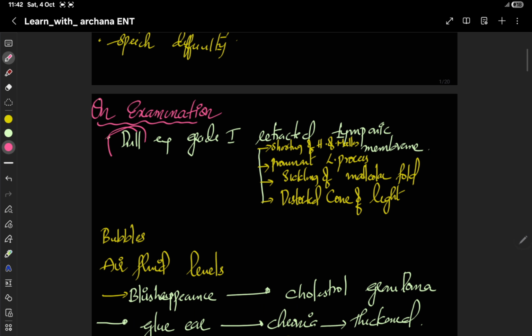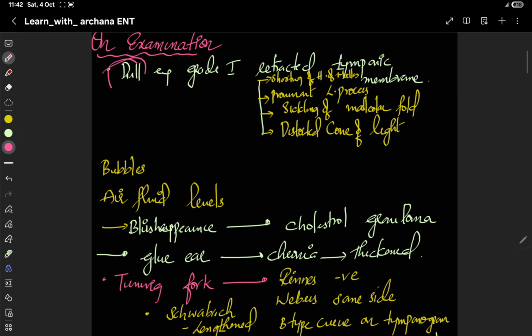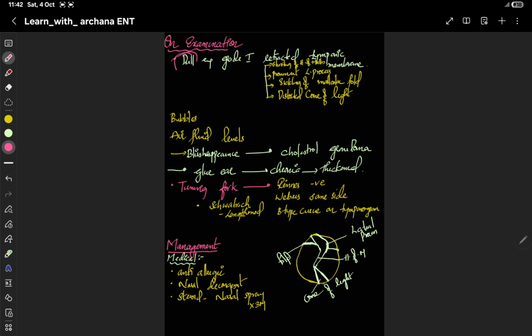Okay, on examination, what all can be seen? There will be a dull tympanic membrane and there will be a grade 1 retracted tympanic membrane. Okay, consider this as the tympanic membrane. These are the malleolar folds and this is the lateral process. This is the handle of the malleus and this will be the cone of light.